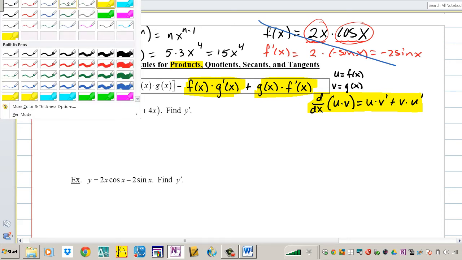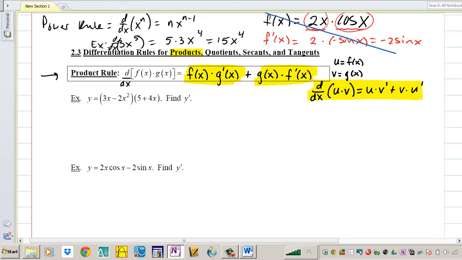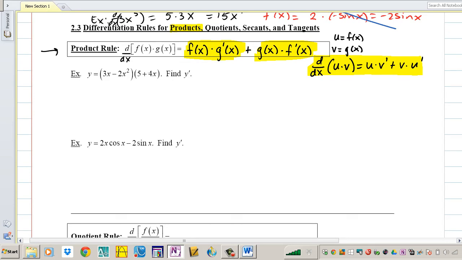So let's go ahead and use the product rule in the first example. In the first example, we have y is equal to 3x minus 2x squared times 5 plus 4x. So let's do this without the product rule, and let's see what kind of answer we can get, because this is a simple FOIL, and we can FOIL, and we can take the derivative of what we FOILed. So when we FOIL, we get 15x plus 12x squared, negative 10x squared, and negative 8x cubed.